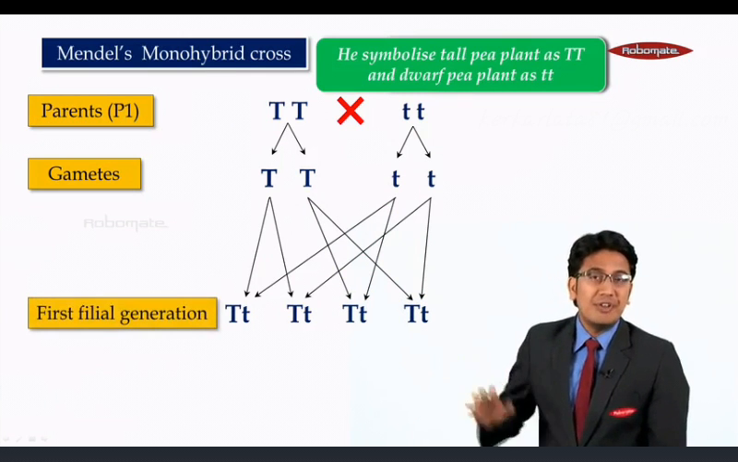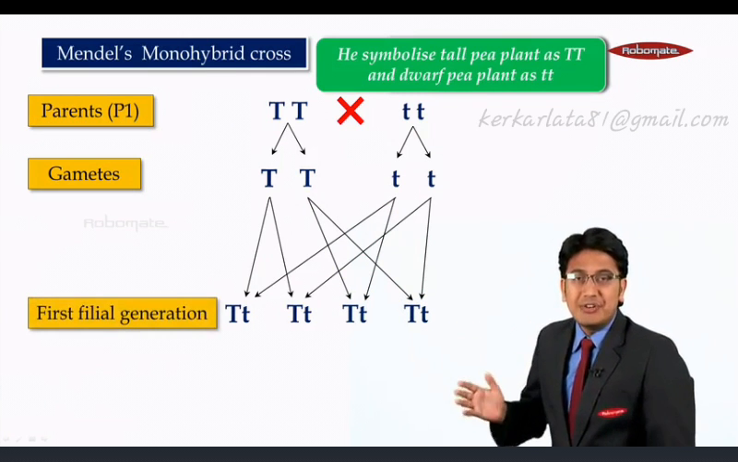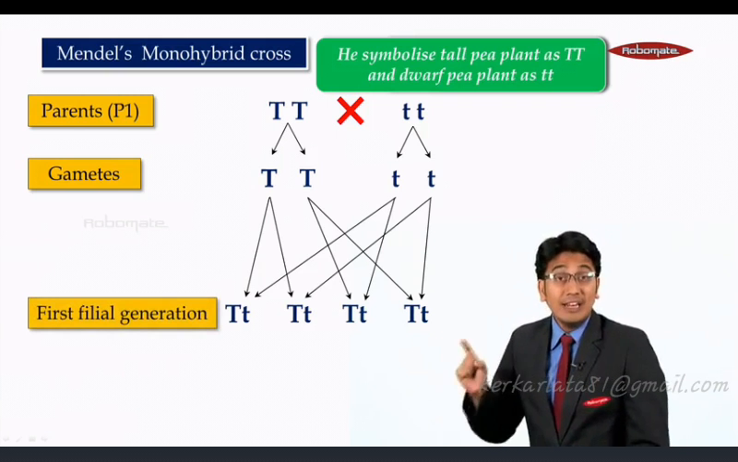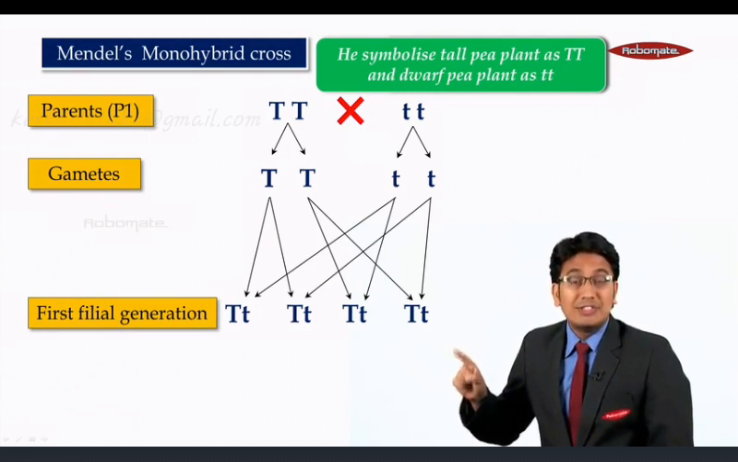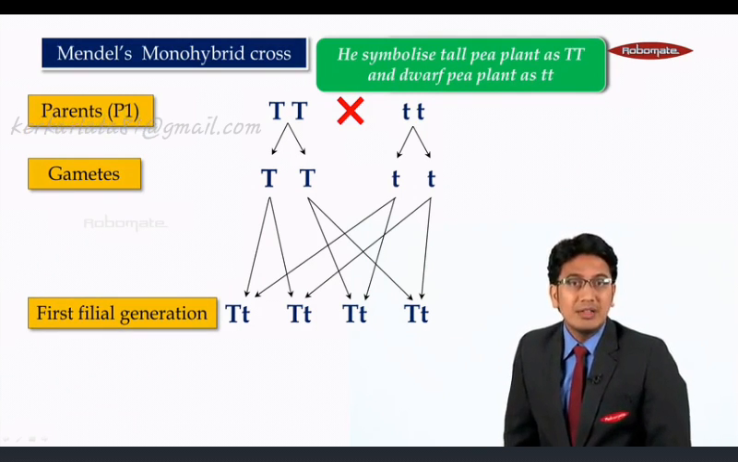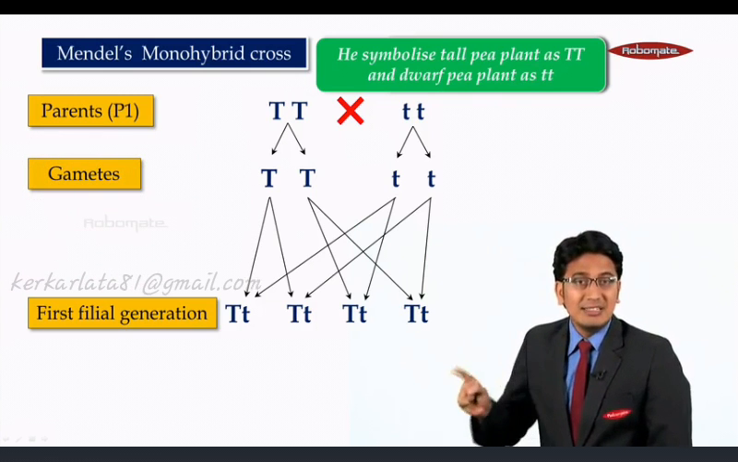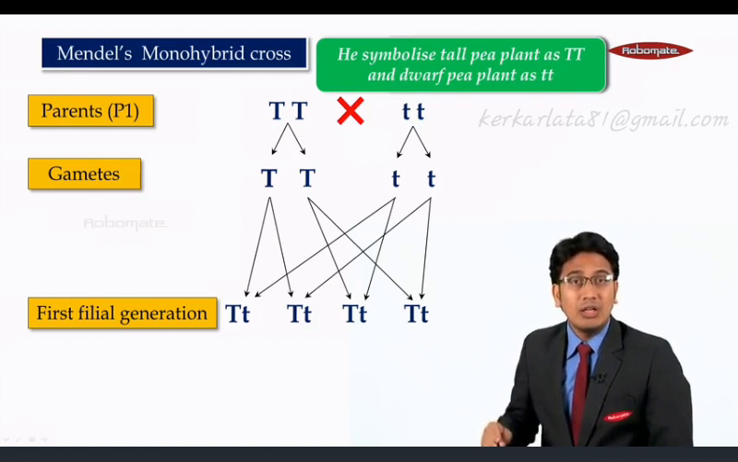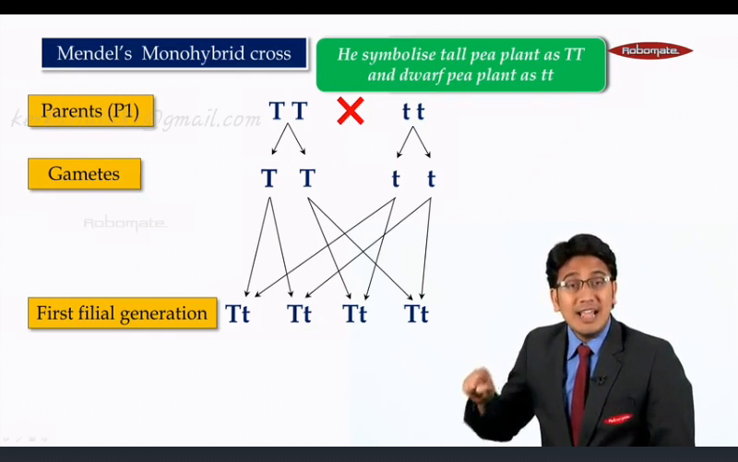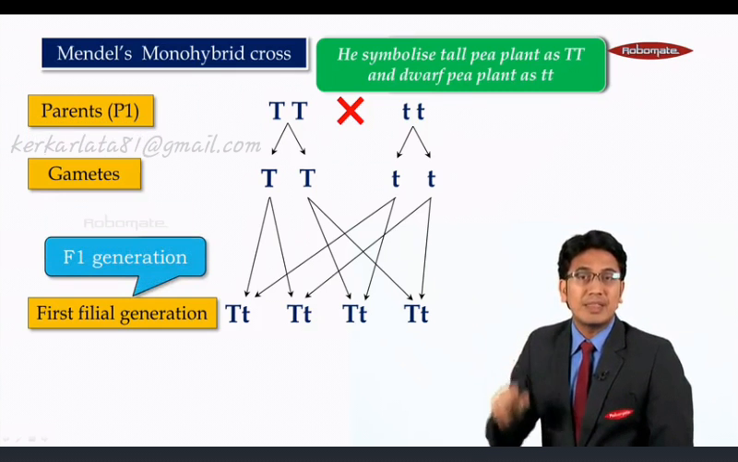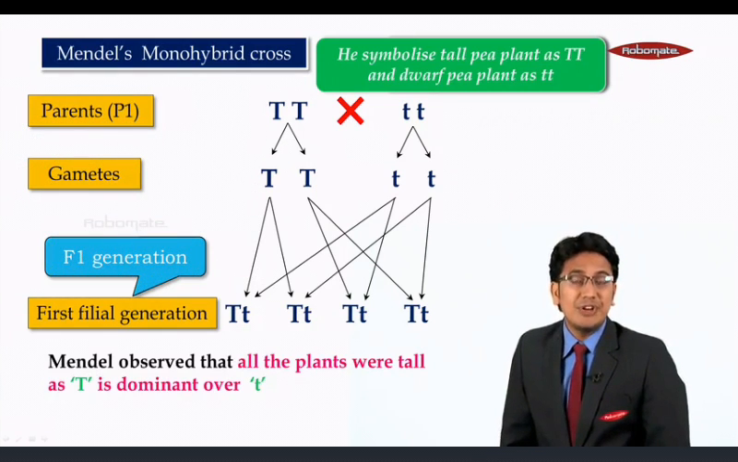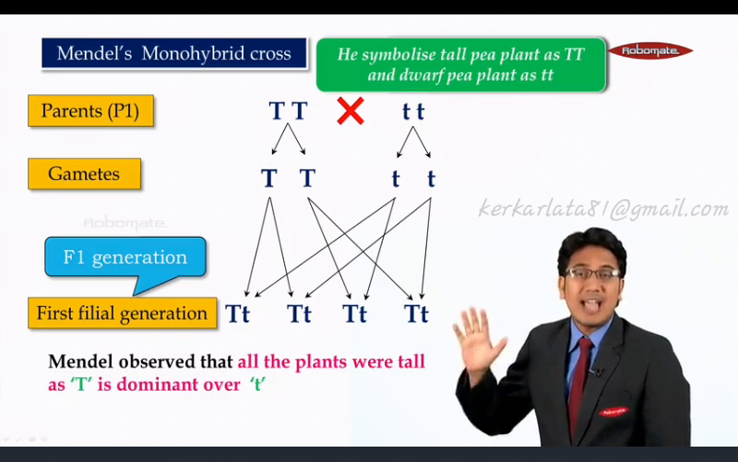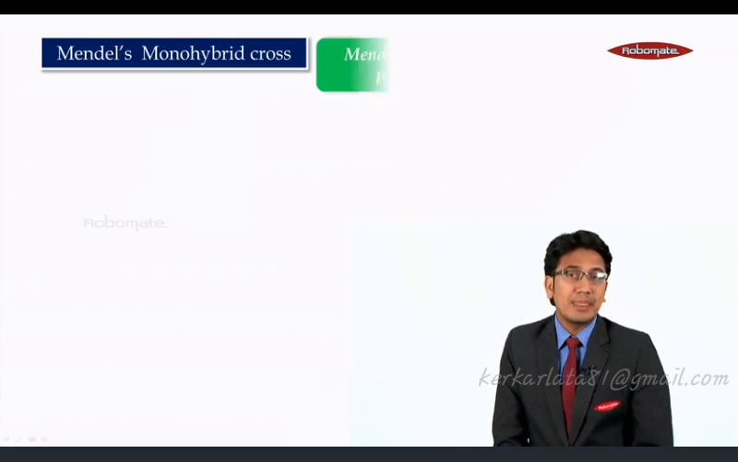So in the first generation, which he called the first filial generation, he got all of them with the same genes, capital T, small t. And he knew tall is dominant over dwarf. So he concluded this is the reason all the plants he got in his first generation were tall, but they contain a dwarf gene. So this is called the F1 generation, the first filial generation. Mendel observed that all the plants were tall as capital T is dominant over small t.